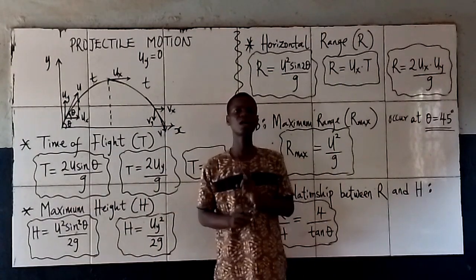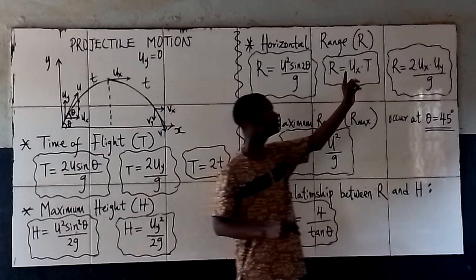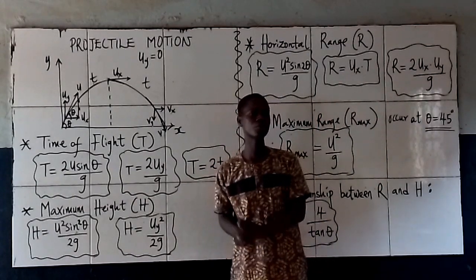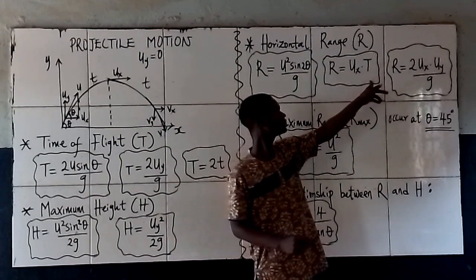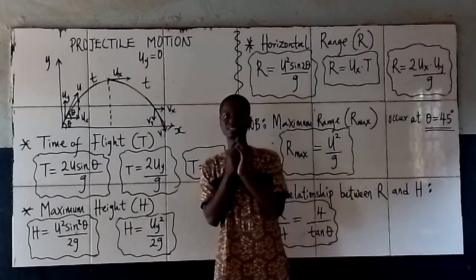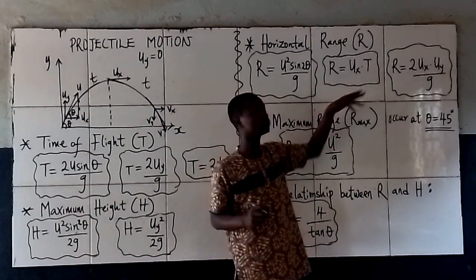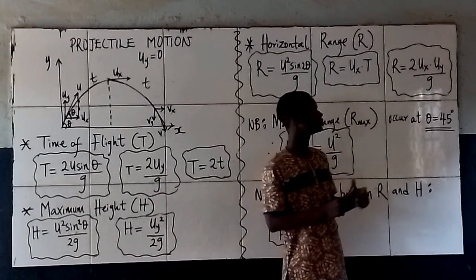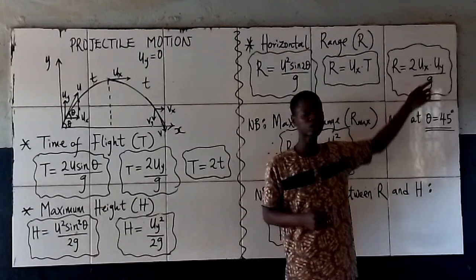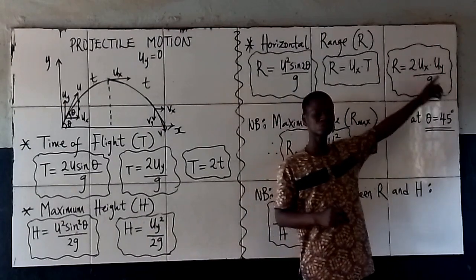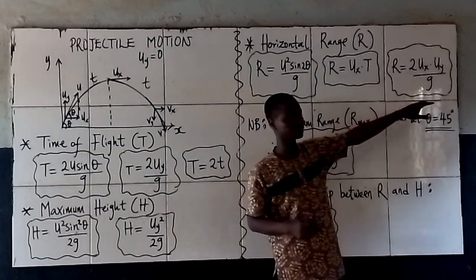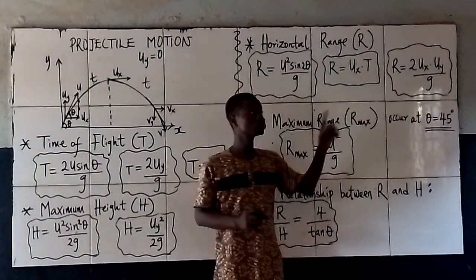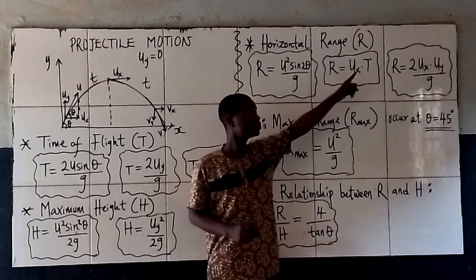Now another formula we can use to get horizontal range is ux times capital T. Ux is the horizontal component of the initial velocity times time of flight. So if you're given your time of flight straight and you're asked to find range, this is the formula you use. It will make things easy for you. Now, moving on. Another formula you can also use, if perhaps you know the horizontal component of the initial velocity and also the vertical component, is 2ux times uy, everything over g. This can also give you your horizontal range, capital R.